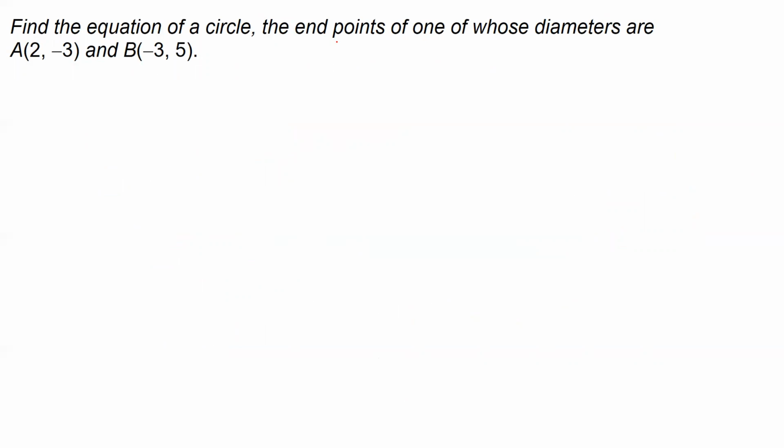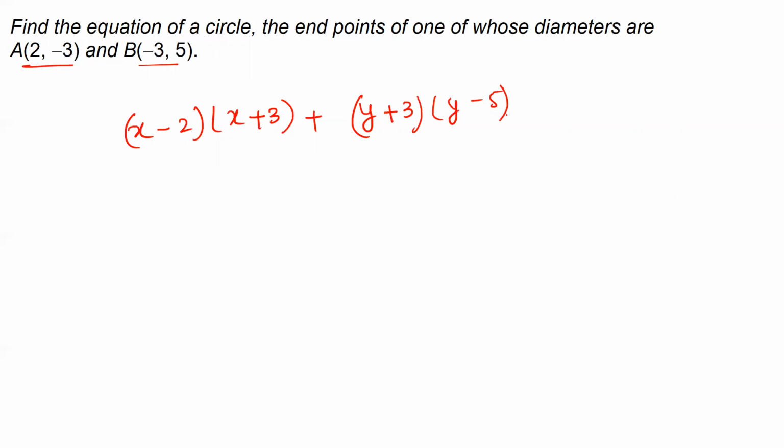Let's take up a question. Find the equation of a circle, the endpoints of one of whose diameters are these and these. So these are just our (x1, y1) and (x2, y2). So the equation of the circle is (x - x1)(x - x2) + (y - y1)(y - y2) = 0. You can simplify this and obtain your equation. That's it.